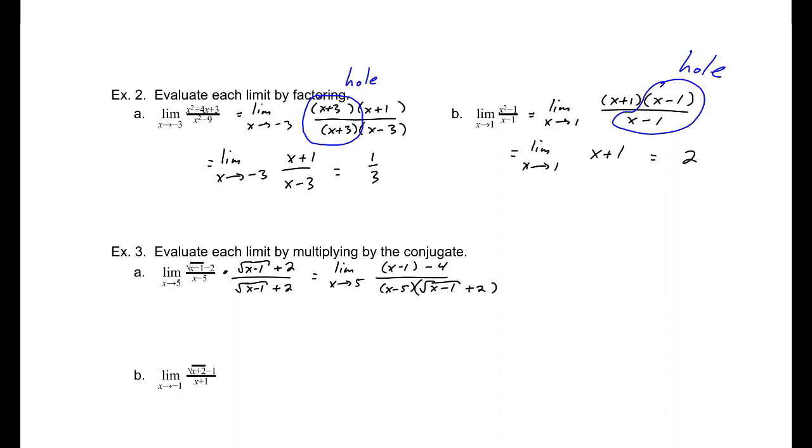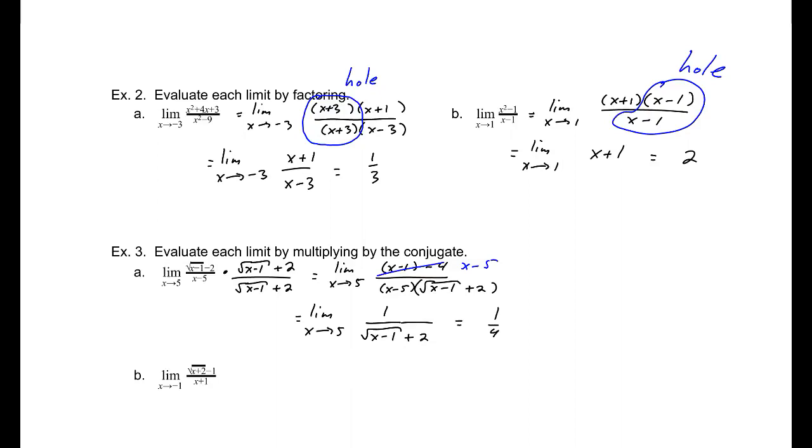Now if you notice, the numerator is actually x minus 5. So that reduces down. As x approaches 5 of 1 over the square root of x minus 1 plus 2. Plugging in the 5 now, that would be 1/4.